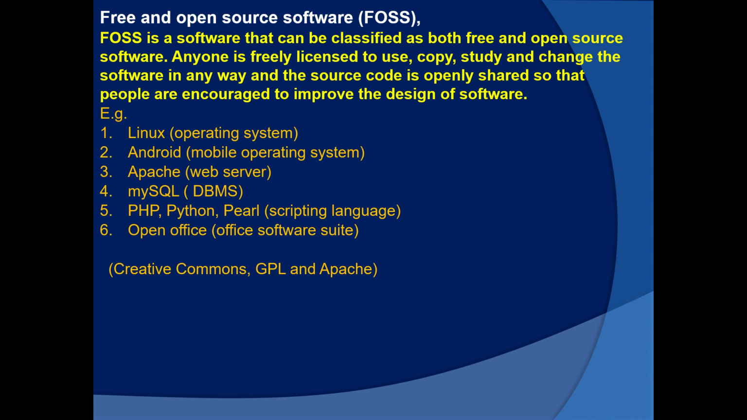FOSS, free and open source software, is software that can be classified as both free and open source. Anyone is freely licensed to use, copy, study and change the software in any way, and the source code is openly shared so that people are encouraged to improve the design of the software. So, these are the examples for FOSS, free and open source software.